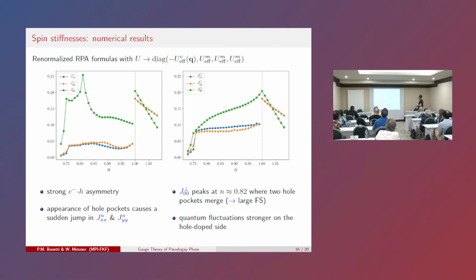And as you hole dope, there is a dramatic drop of these spin stiffnesses from the half-filled result due to the hole pockets. So even if tiny, they give a big contribution, and this means that as soon as you have some hole doping, the fluctuations get much bigger, because a small stiffness in the sigma model means, of course, that fluctuations are getting more important. All right, and you also see a particle-hole asymmetry. The fluctuations will be stronger on the hole doped side compared to the electron doped side.